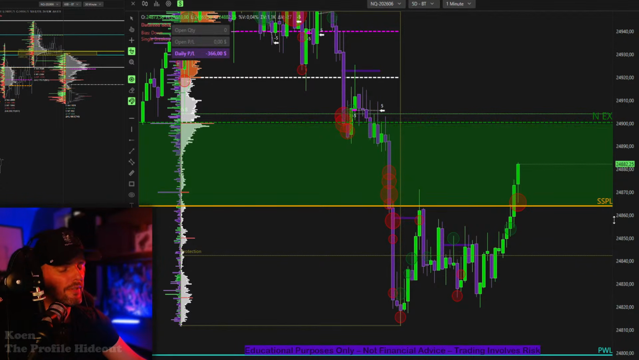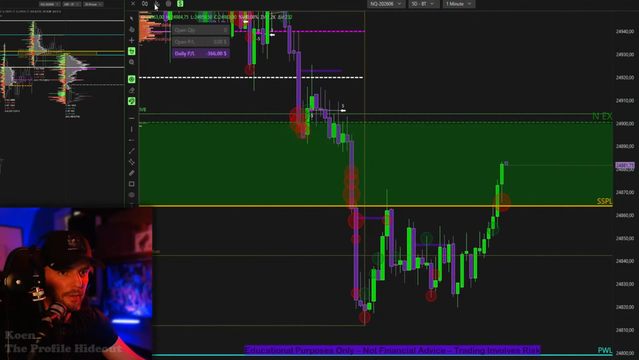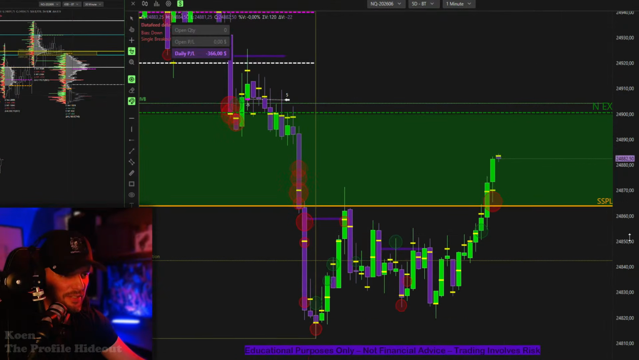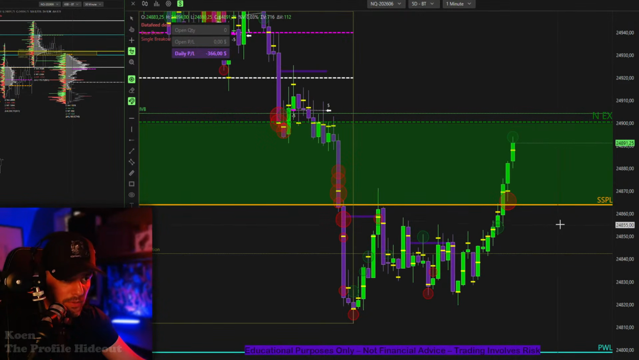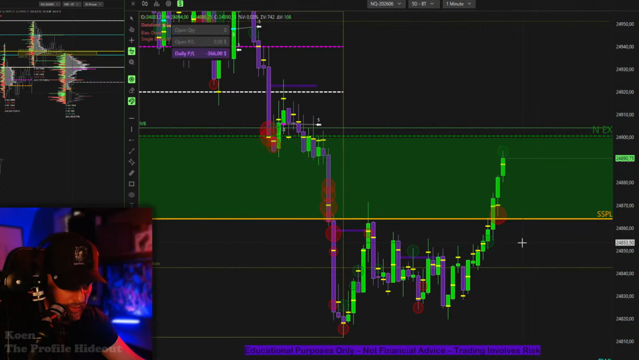Footprints? No, no footprints. Just the bubbles. Maybe like a bar POC, like something like this. Just a POC of the candle. Just basically gives you the footprint without looking at the footprint, looking at numbers. Get your candle close, get your POC, get your trapped buyers or sellers.